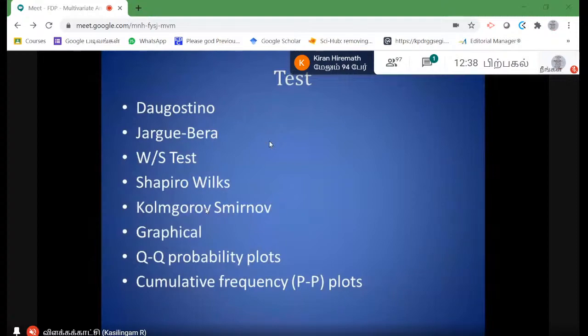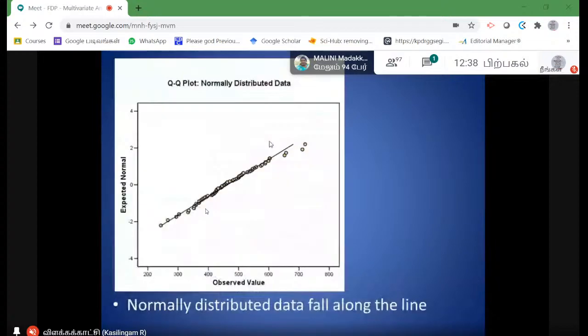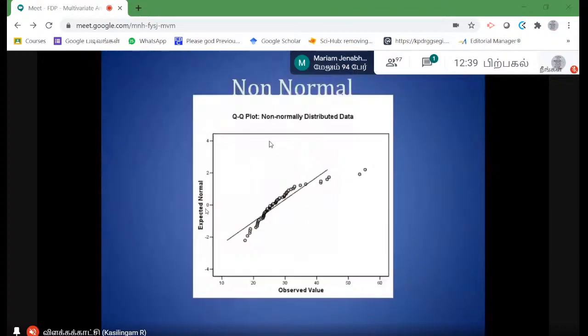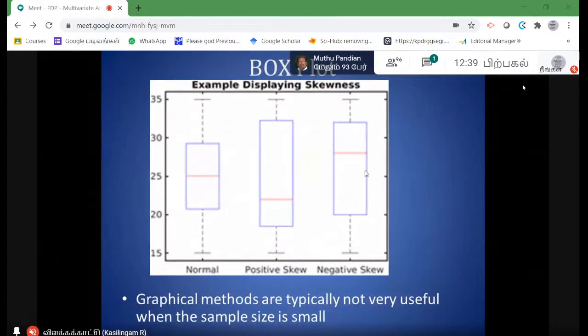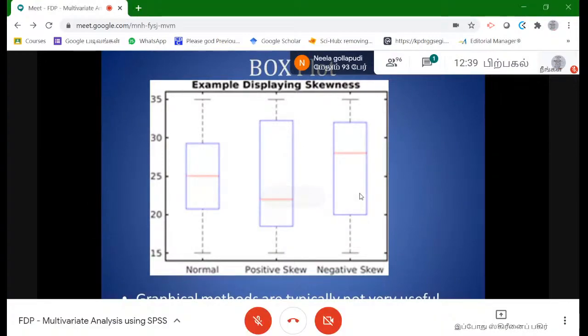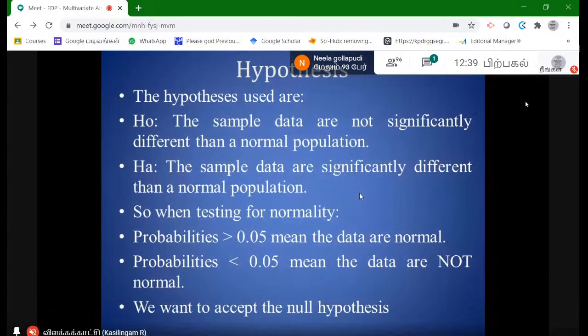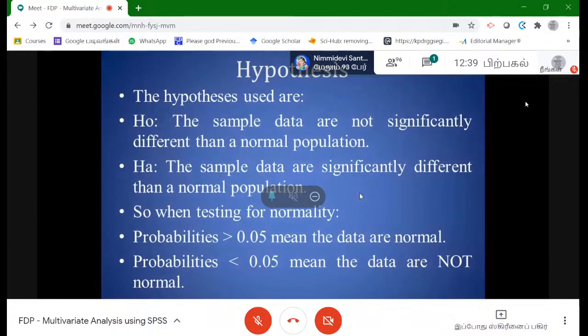And the Shapiro-Wilk and Kolmogorov-Smirnov are similar. Now, in graphical methods, we have the QQ plot and PP plot. In a QQ plot, when all data points lie along the line, it is called normally distributed. If it is not like that, it is not normal. In a box plot, this is normal, this is positive, this is negative. Now, the hypothesis: the null hypothesis is that the data are normal.